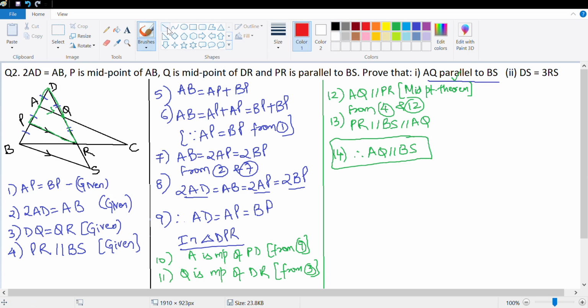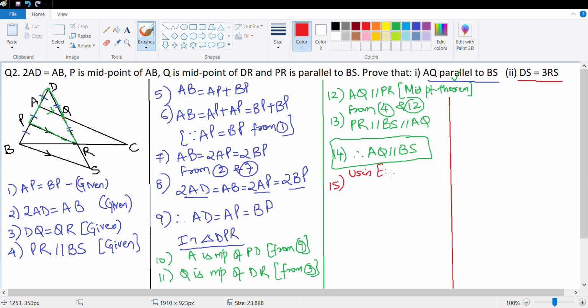So let's look at the second part. The second part that I have to do is, I need to prove that DS is equal to 3RS. So where is DS? DS is equal to 3RS. Let's see what we can do from here. Number 15 would be using, now let's look at this pair of 3 parallel lines, AQ parallel to PR parallel to BS, and AD, AP and BP are equal. So similarly DQ, QR and RS will be equal.